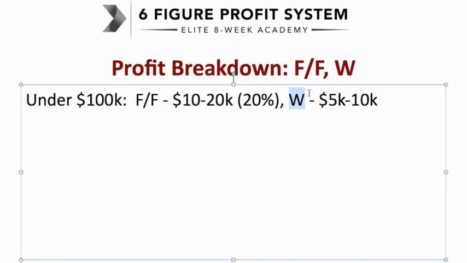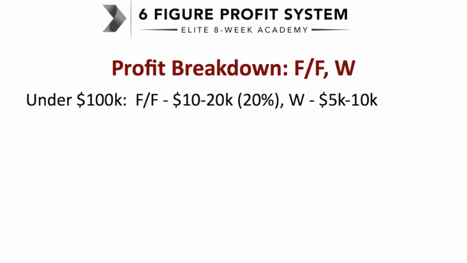Now if you're wholesaling, then you should be making 5 to 10 there. So again, if you're going to flip in the under 100,000 segment of the market, let's say in Nashville, then you should make 10 to 20,000 on fix and flip, and 5 to 10 wholesaling. So let's look at the rest of it.